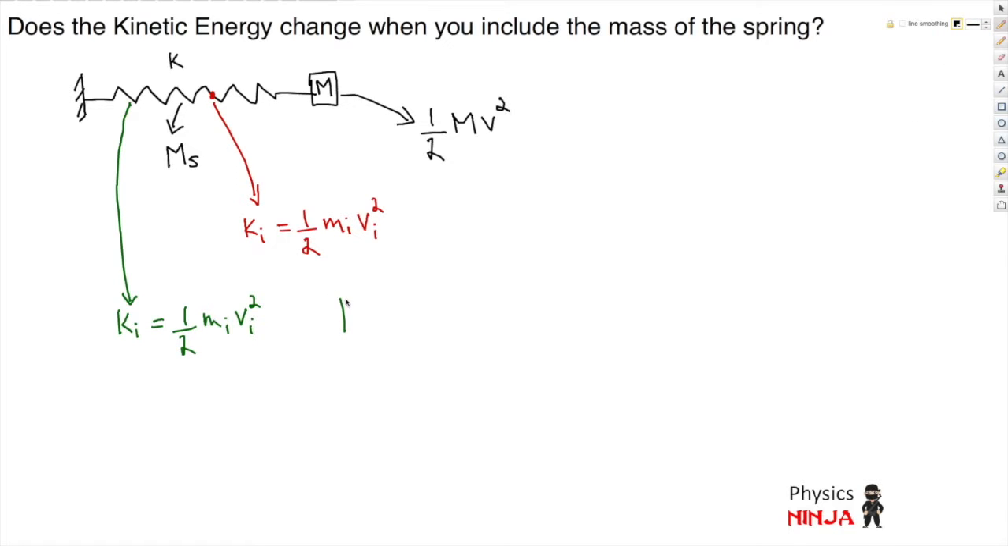Let me just write this out like this. The total kinetic energy at the end is going to be equal to 1/2 mv squared. That's the contribution from the block attached at the end of the spring, plus the kinetic energy of the spring. So in what follows, we're going to try to calculate what the kinetic energy of the spring is. Let's see how we go about calculating that.